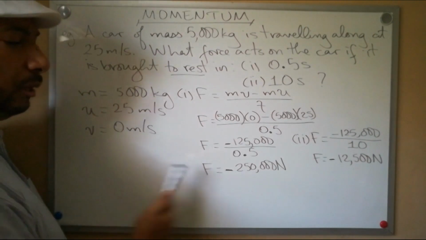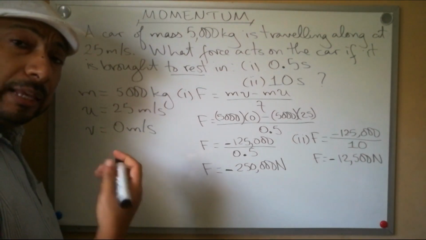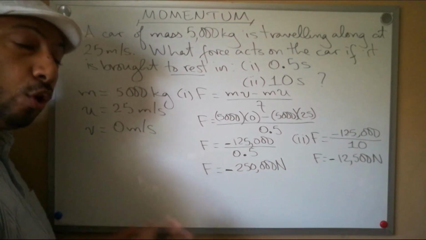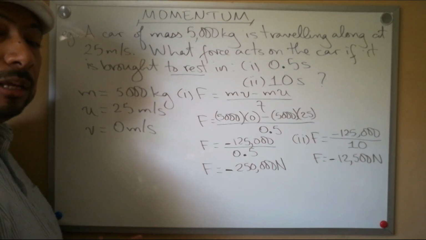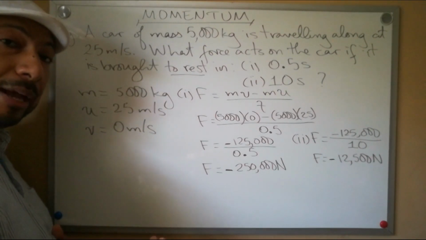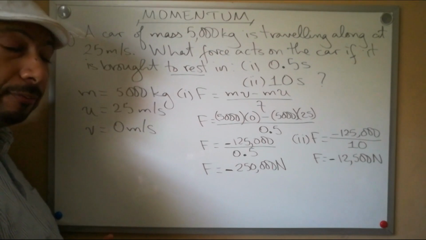Here you might be wondering, why is it negative? Well, the answer for that is because it is a force that is slowing down the car. The force is acting in the opposite direction of the car in order to slow it down. So that's why its sign is negative.